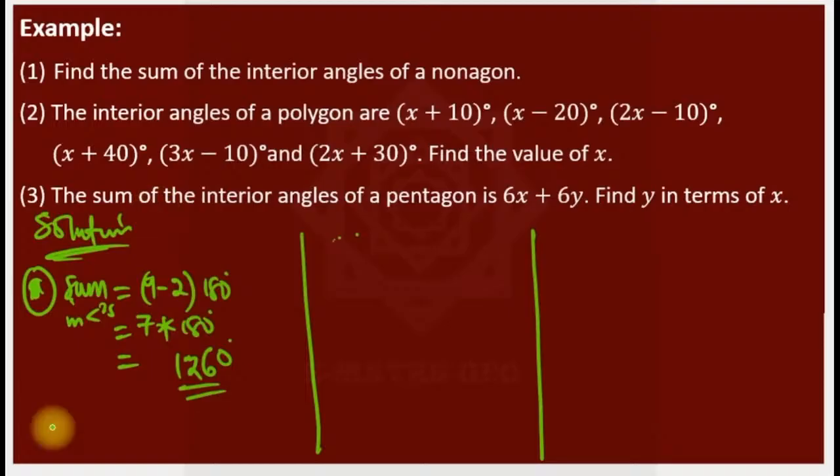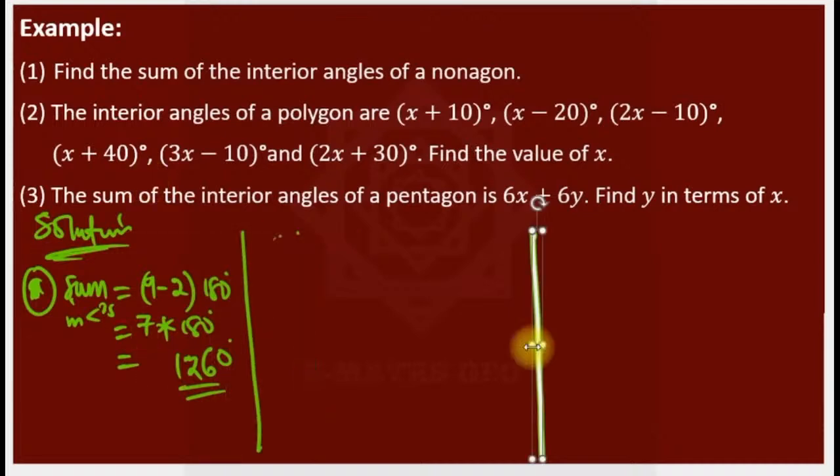While the second one, they say the interior angles of a polygon are 1, 2, 3, 4, 5, 6. Find the value of x. So this is a technical question. So let me move this so that we'll have more space. So for the second one, as you can see, remember how many interior angles are here? 1, 2, 3, 4, 5, 6. Meaning that the number of sides is 6.